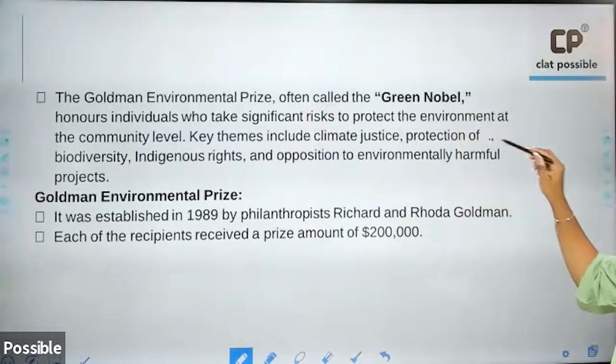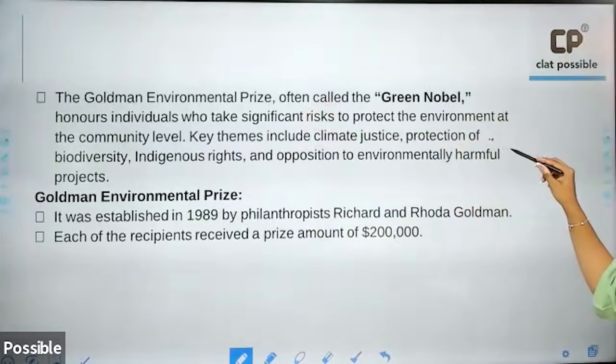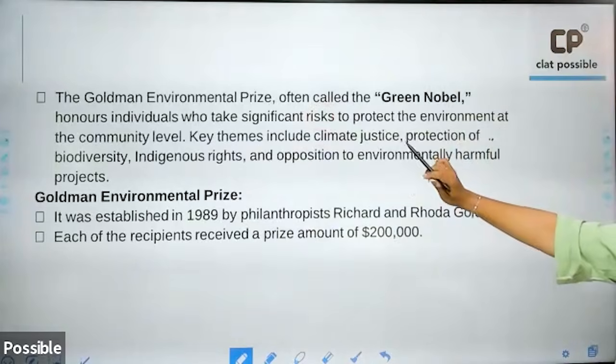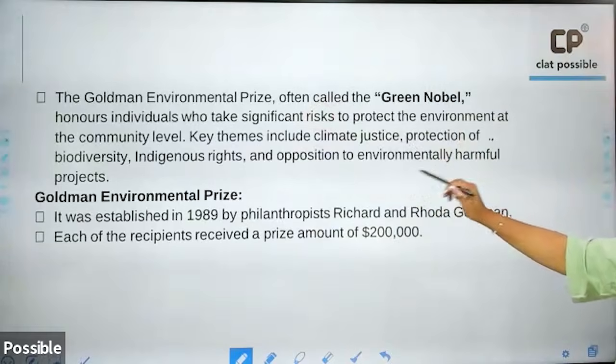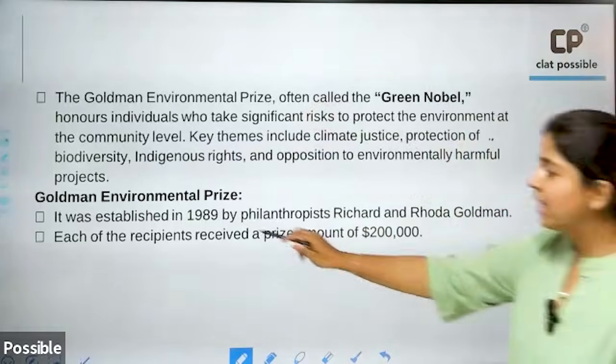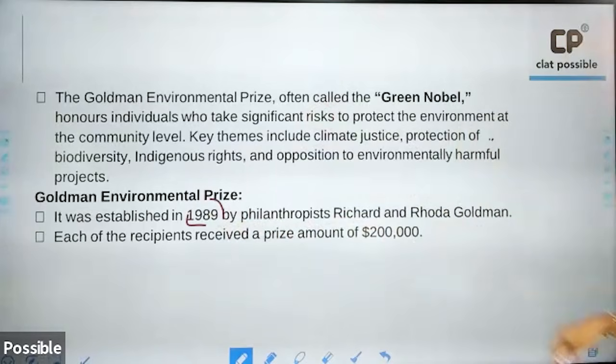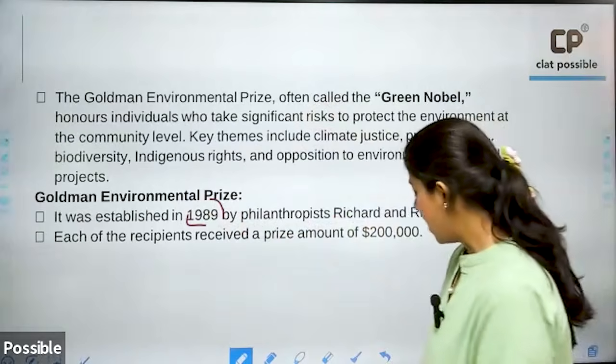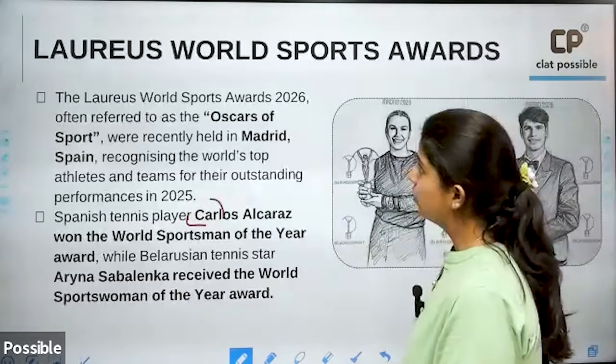It includes themes like climate justice, protection of biodiversity, indigenous rights, opposition to environmentally harmful projects. All right, it was established in 1989 by philanthropists Richard and Rhoda Goldman, and gives a cash prize of $200,000.